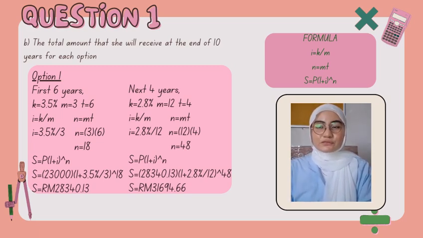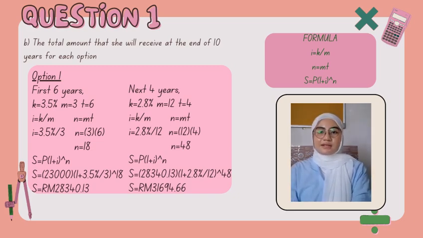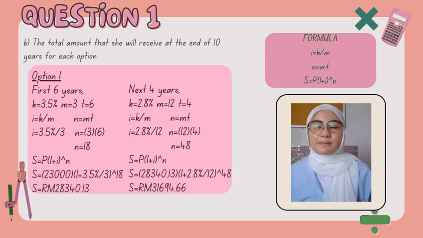For the next 4 years, I equal to 2.8% per 12. And next we have to find N. N equal to 12 times 4. So N is equal to 48. Next we just need to fill in into the method.